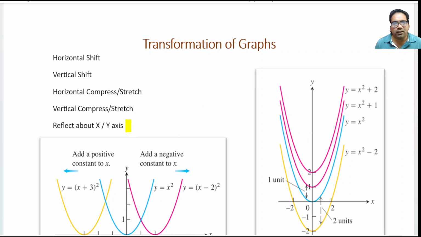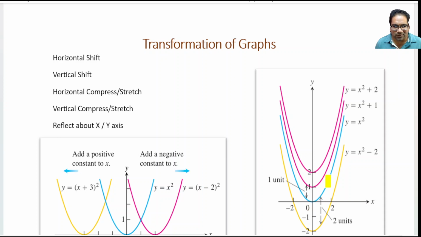The third is about reflection of graphs, either reflecting with respect to the y-axis or with respect to the x-axis. These are the three types of transformations. Let us look at them one by one. The easiest of them is shifting graphs, whether horizontal or vertical. Let us take one random example.